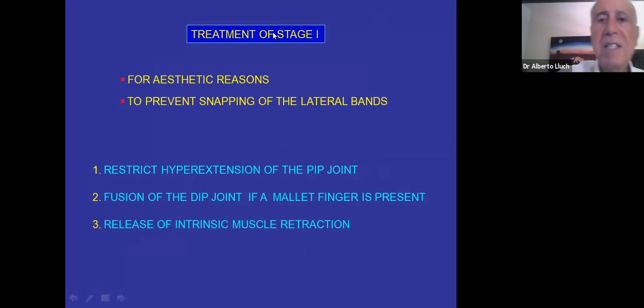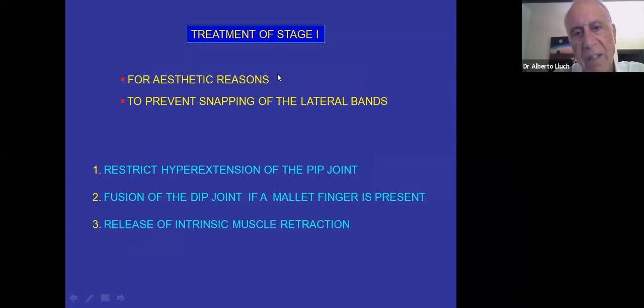In the treatment of stage 1, patients will want treatment either for aesthetic reasons, because people don't like to have zigzag deformities of the fingers, either a swan neck or a boutonniere, or mainly to prevent the snapping of the lateral bands, because it's a little bit annoying when they put the finger in hyperextension and then have a sudden snapping of the lateral band as it falls below the axis of rotation of the PIP joint. So what can we do in those cases?